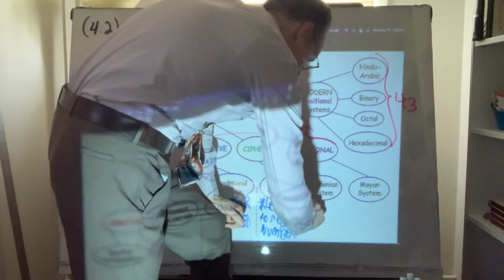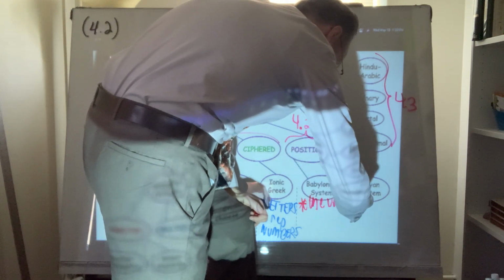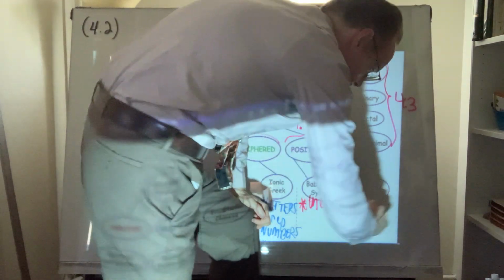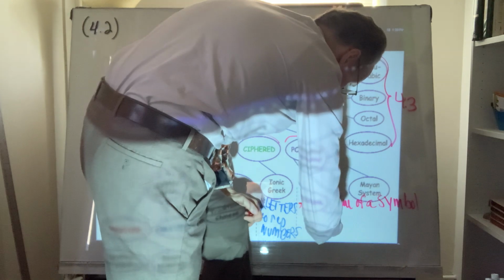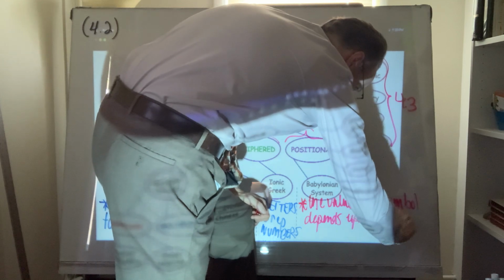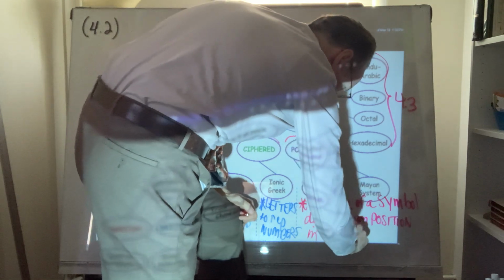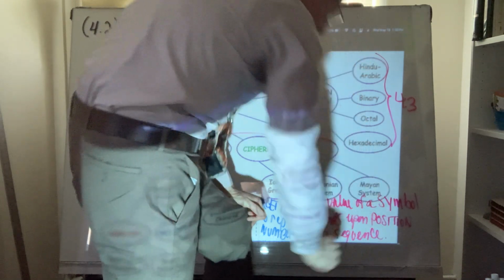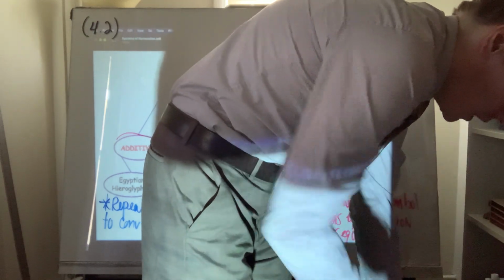Now, these two that we're getting into, Babylonian and Mayan, right? To add some distinction here, the idea of a positional system in general is that the value of a symbol depends upon position in a sequence. Okay, so that's where we're at today, and that is section 4.2 in a nutshell.